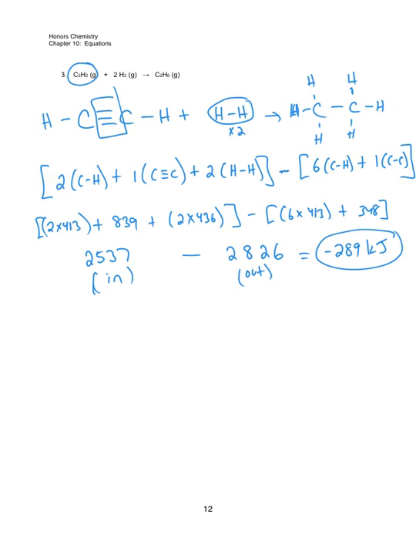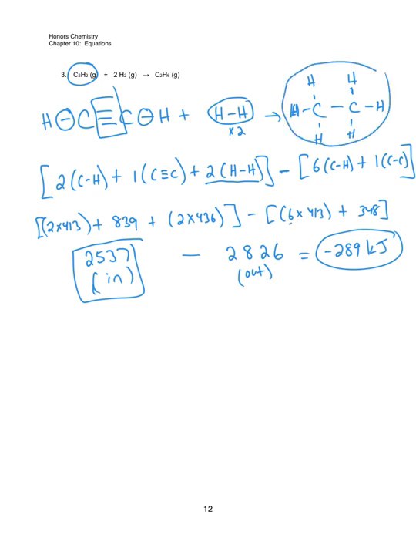Other than that, to break this, we have 2 carbon-hydrogen single bonds and a triple bond between the carbons. There are 2 molecules of H2, so there are 2 H-H single bonds. And then we add it all up for a total of 2,537 kilojoules of energy in to break all those bonds. We make the molecule ethane in return.